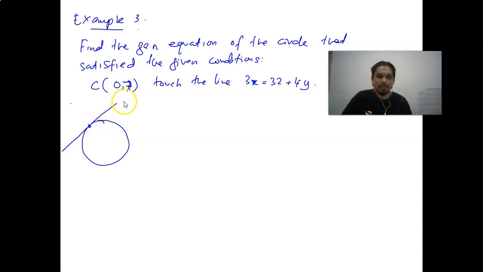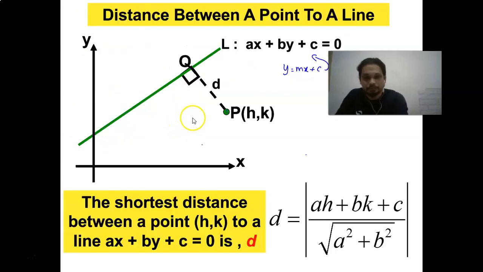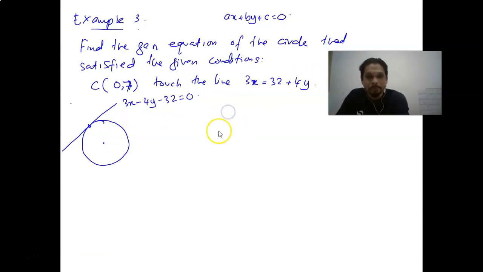So this is 3x minus 4y minus 32 equal to 0. Again, please refer to the notes. We want it in the form of ax plus by plus c equal to 0. And now the point of touch between the circle and the straight line, according to the notes before, this P is the center here, and the center is 0 and 7.